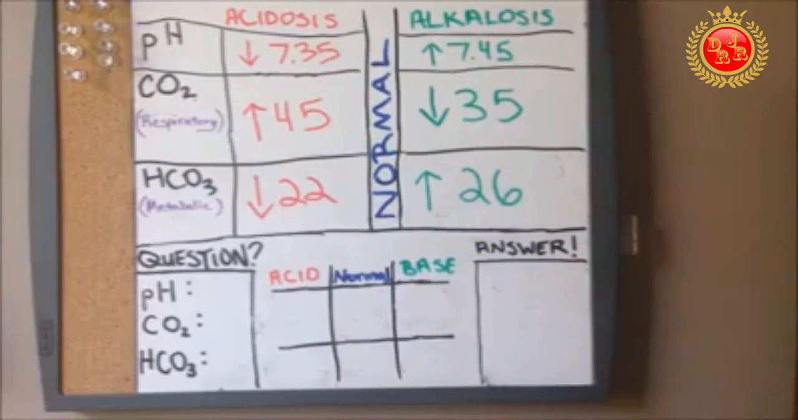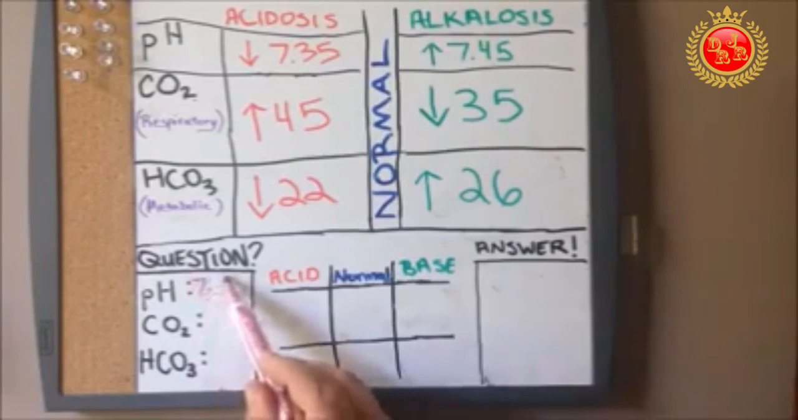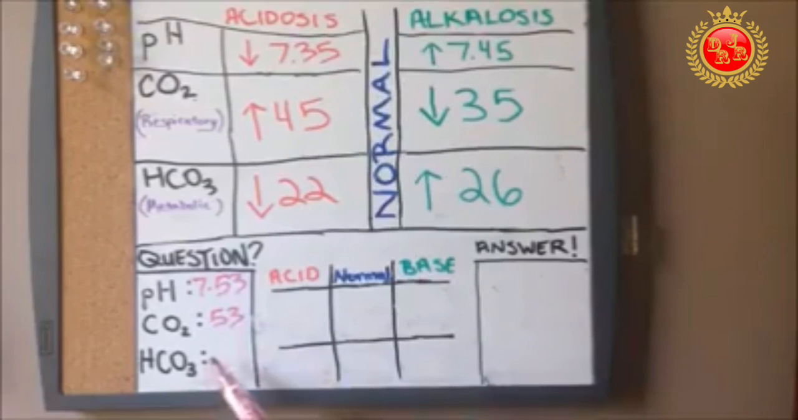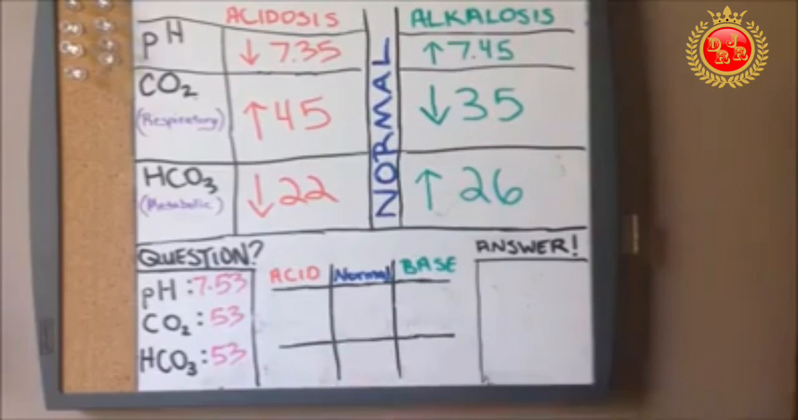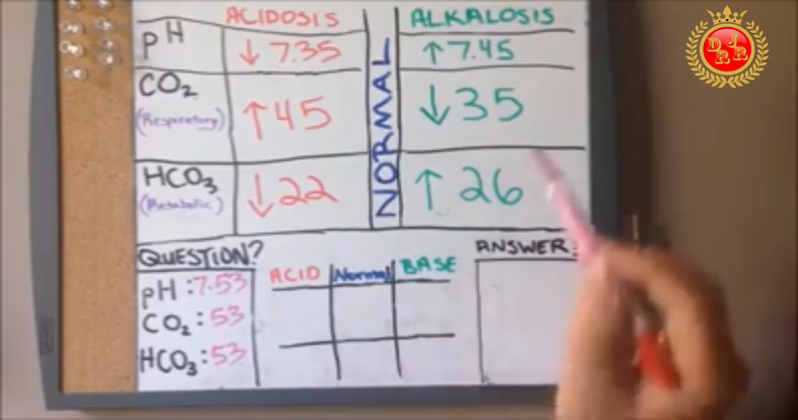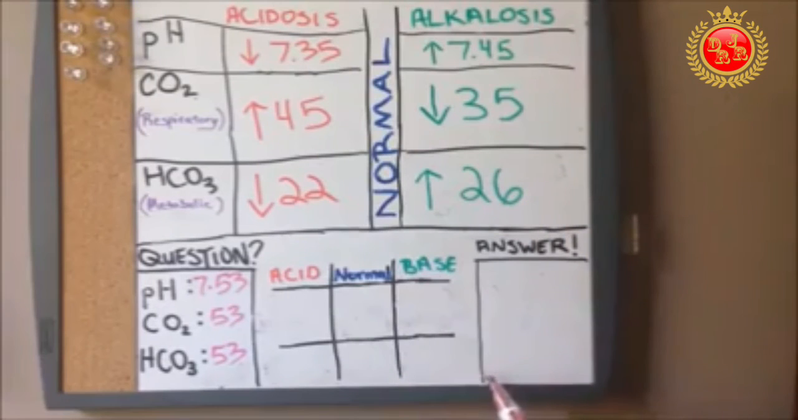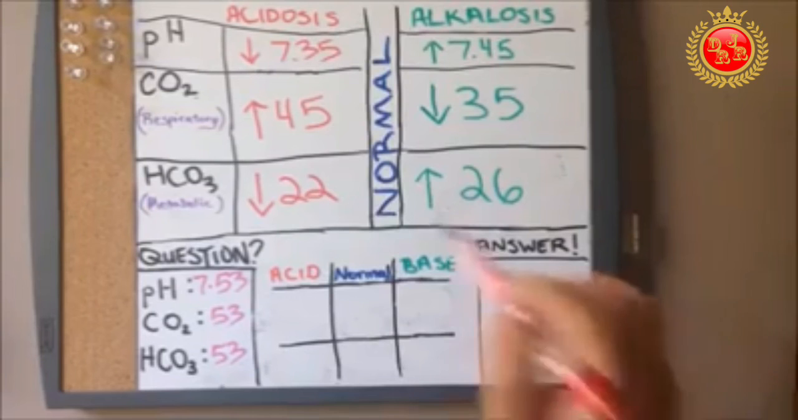And last but not least, our final example here, what we are given is a pH of 7.53, a CO2 of 53, and an HCO3 of 53. Now, don't get this problem and look at it and be like, oh my God, that's so confusing. There's so many 53s. Just go through the process and do what you know. 7.53 above 7.45, immediately we know it's alkalosis. Don't let these problems confuse you. Stick to what you know. That's why it's so important to practice.